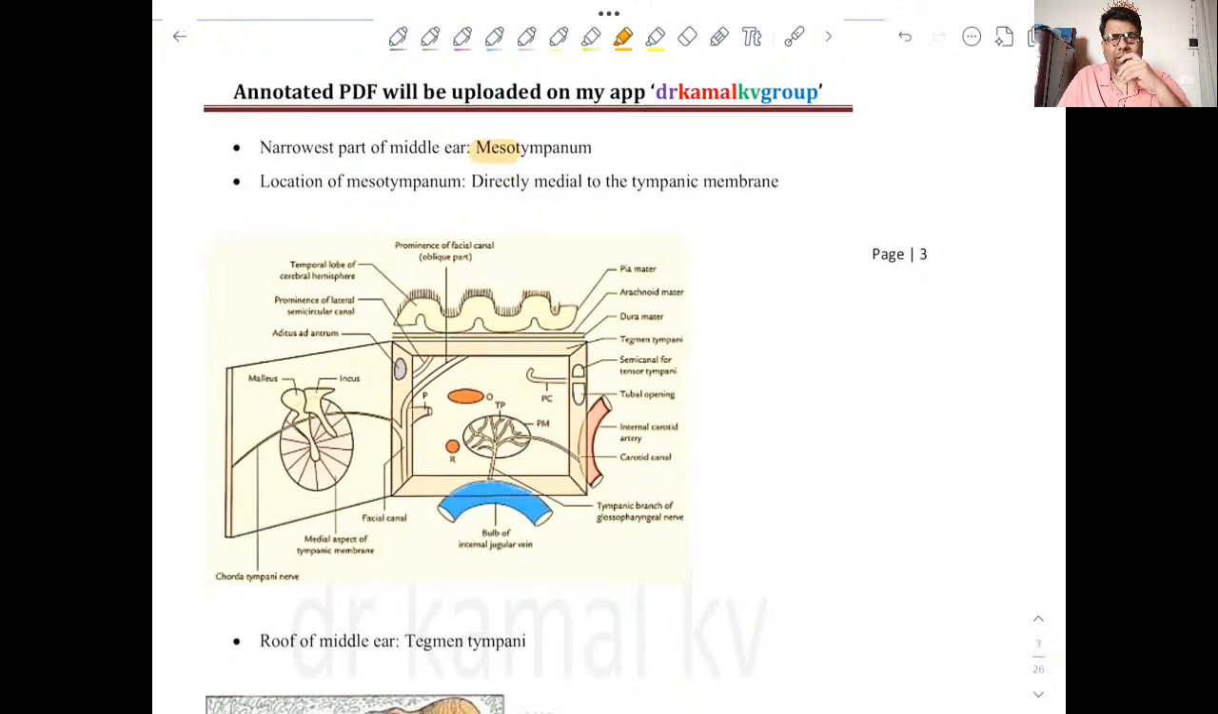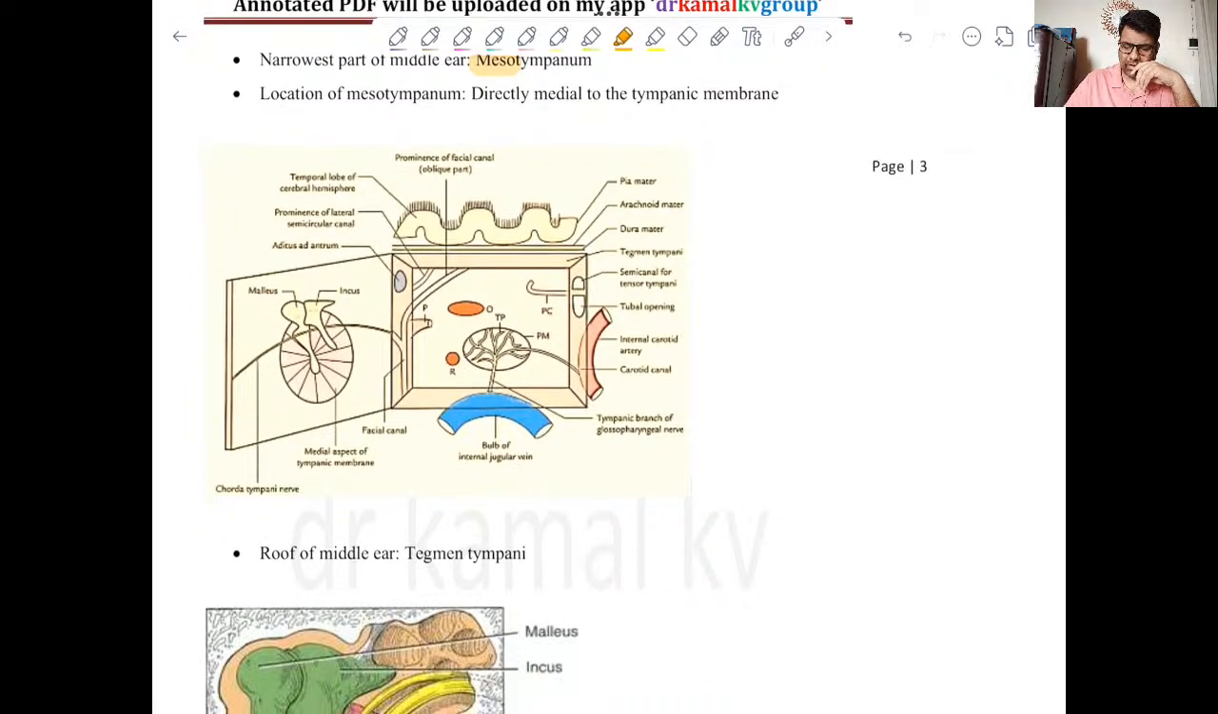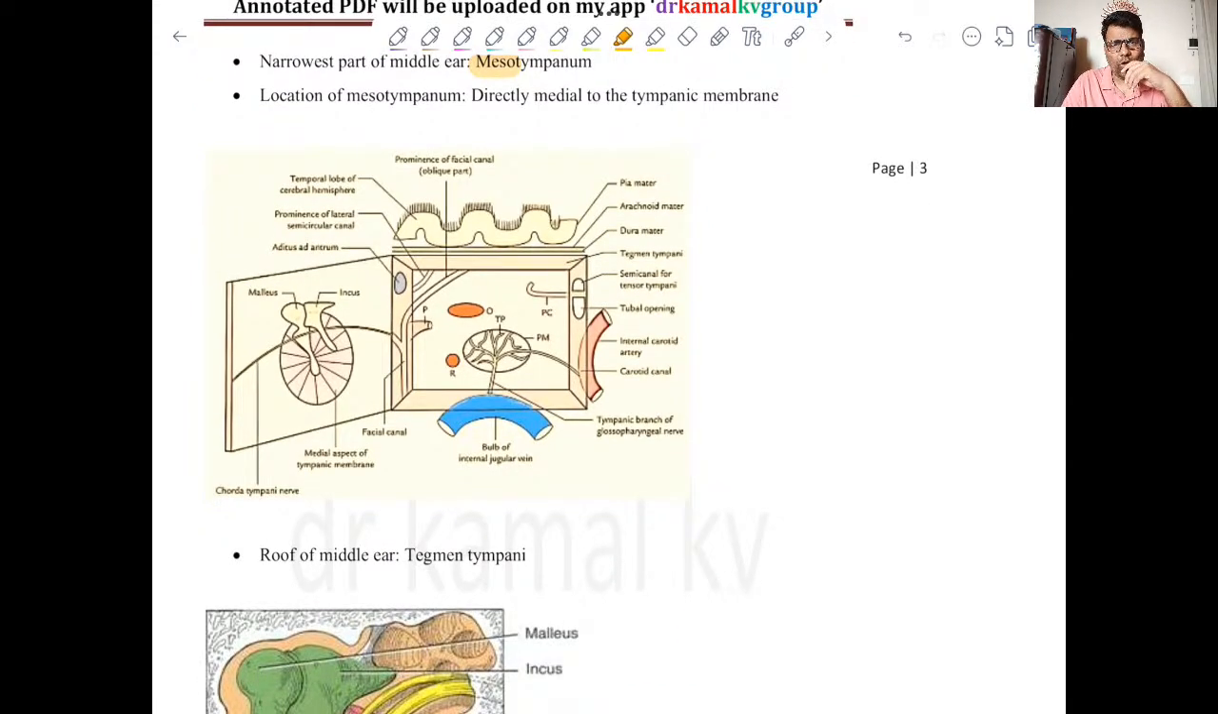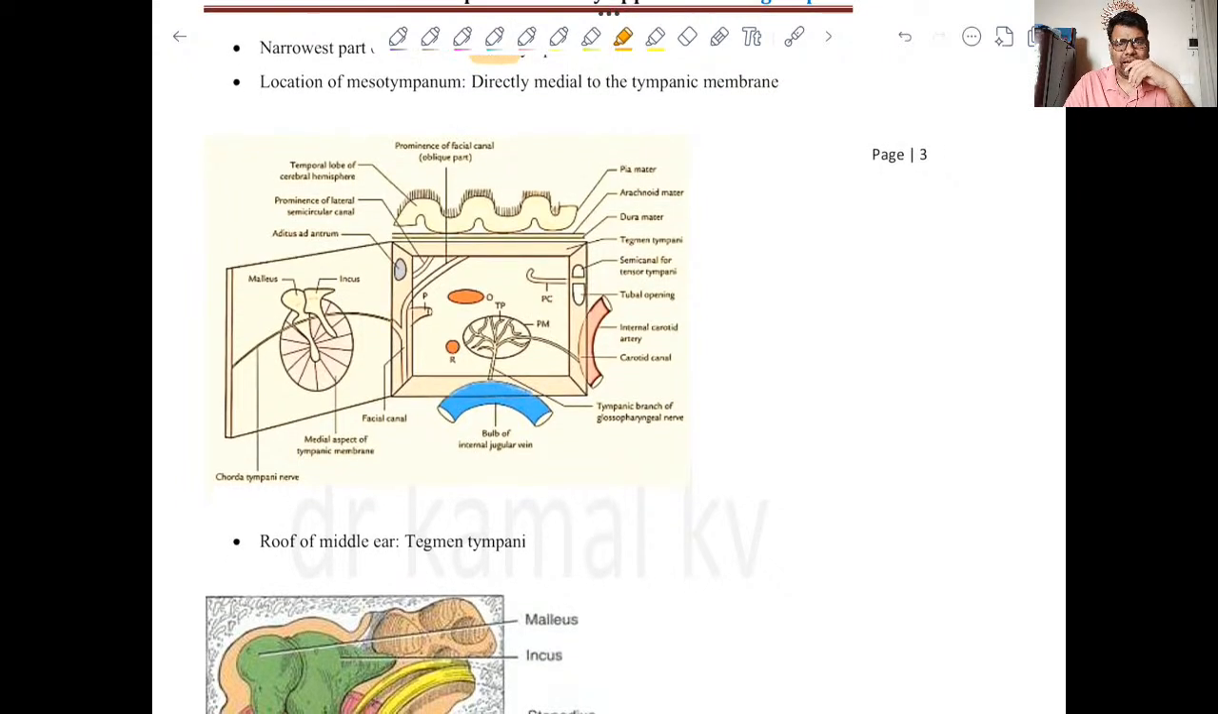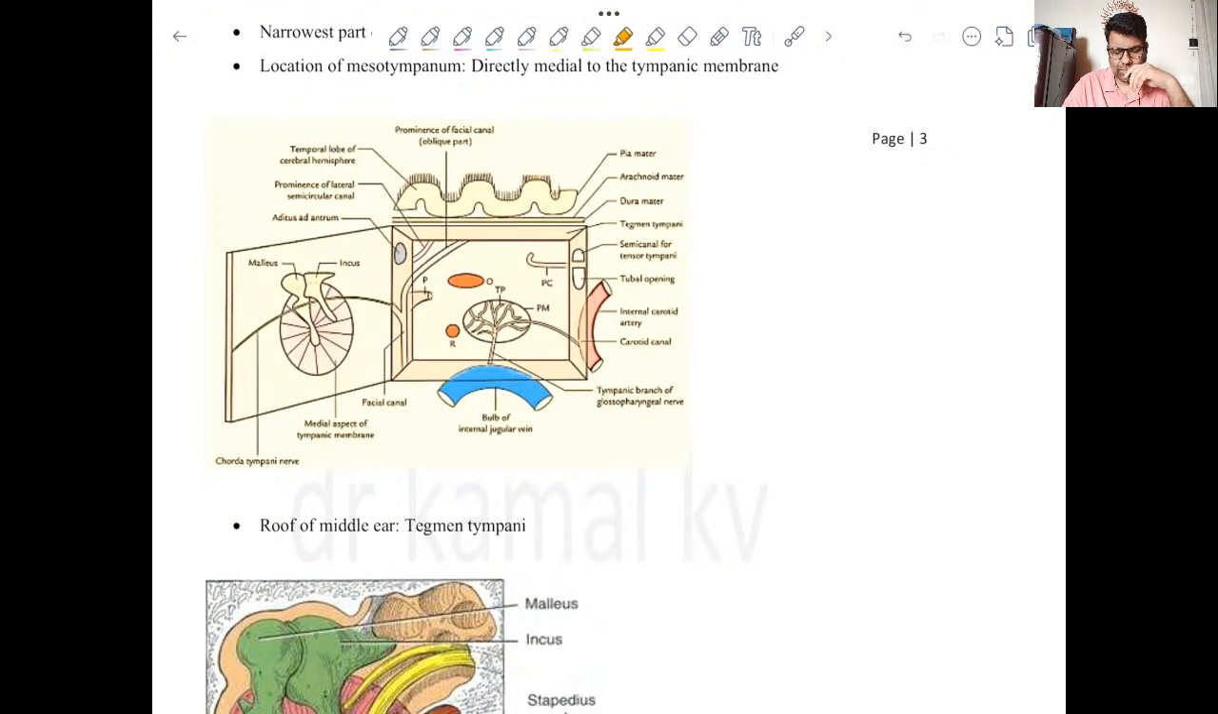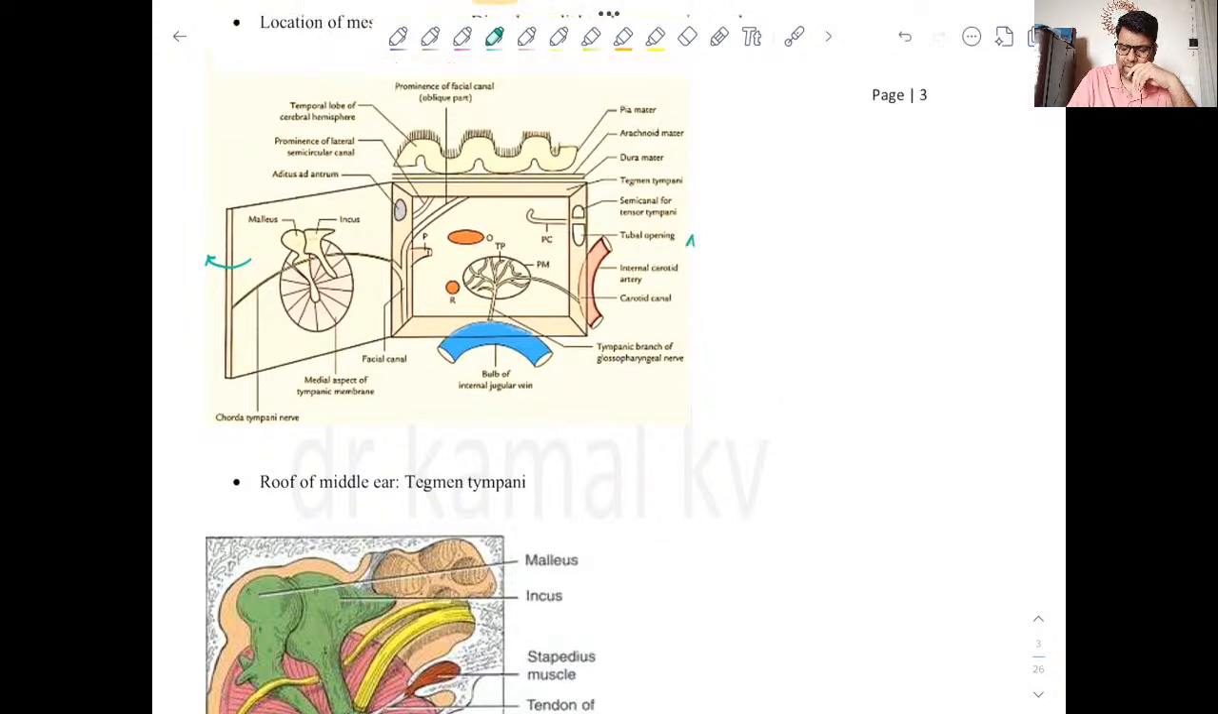Now the middle ear can be considered as a 6-sided box, there are 4 walls, 1 roof, 1 floor, and of course the lateral wall is formed by the tympanic membrane. So if we remove the lateral wall, which is the tympanic membrane, we can see the interior of the middle ear cavity. Here this is anterior, this is floor, here roof. Clear? The one which we see is actually the medial wall, and then this one is the posterior wall.